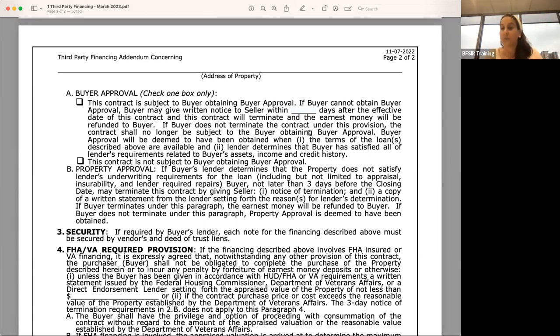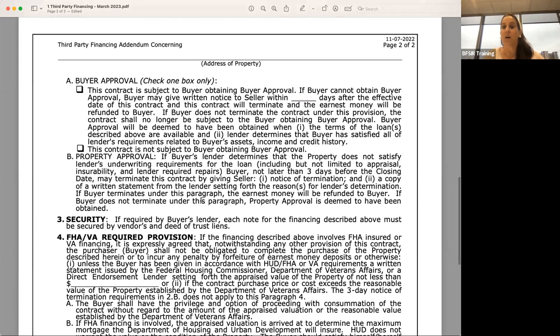And you don't even have to provide any proof of that. But if you terminate under 2B, you are going to have to provide a note from the lender saying why the property did not qualify.